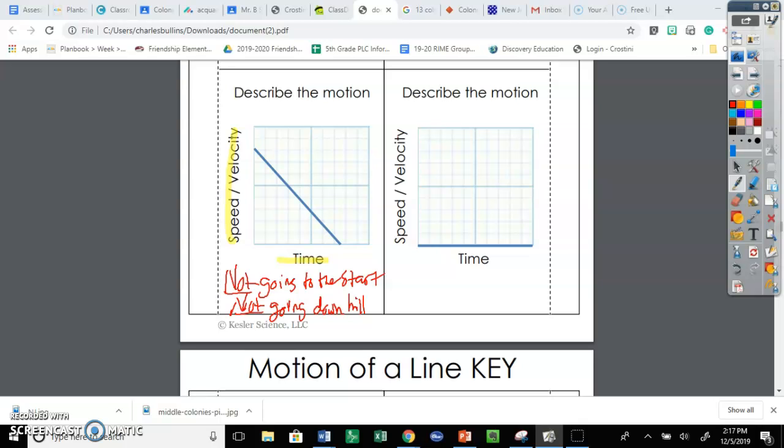For some of us, it makes a lot of sense when we put these numbers in there so we can see what's going on. 0, 1, 2, 3, 4, 5, 6, 7, 8, 9, and 10. We're going to put this in speeds of 10, 20, 30, 40, 50, 60, 70, 80, 90, and 100.